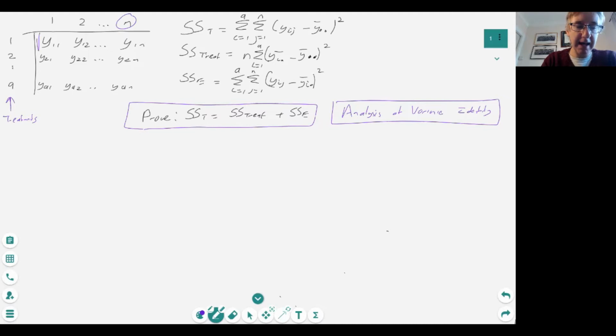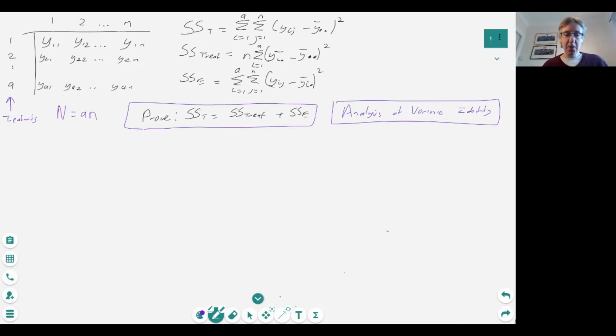So y11 here is the first response to the first treatment. y12 is the second response to the first treatment, and so on until we get the nth response to the first treatment. We then do the same thing for the second treatment: the first response to the second treatment, the second response to the second, all the way up to the nth response. And then again, we do the same thing all the way up to the last treatment. Okay, so the total number of runs of the experiment we do, N, is the number of treatments times the number of runs for each treatment.